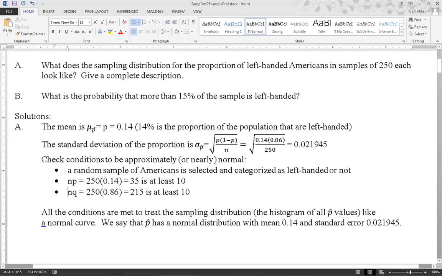So all the conditions are met to treat the sampling distribution, or think of the histogram of all p hat values, like a normal curve. We say that p hat has a normal distribution with mean 0.14 and standard error 0.021945.